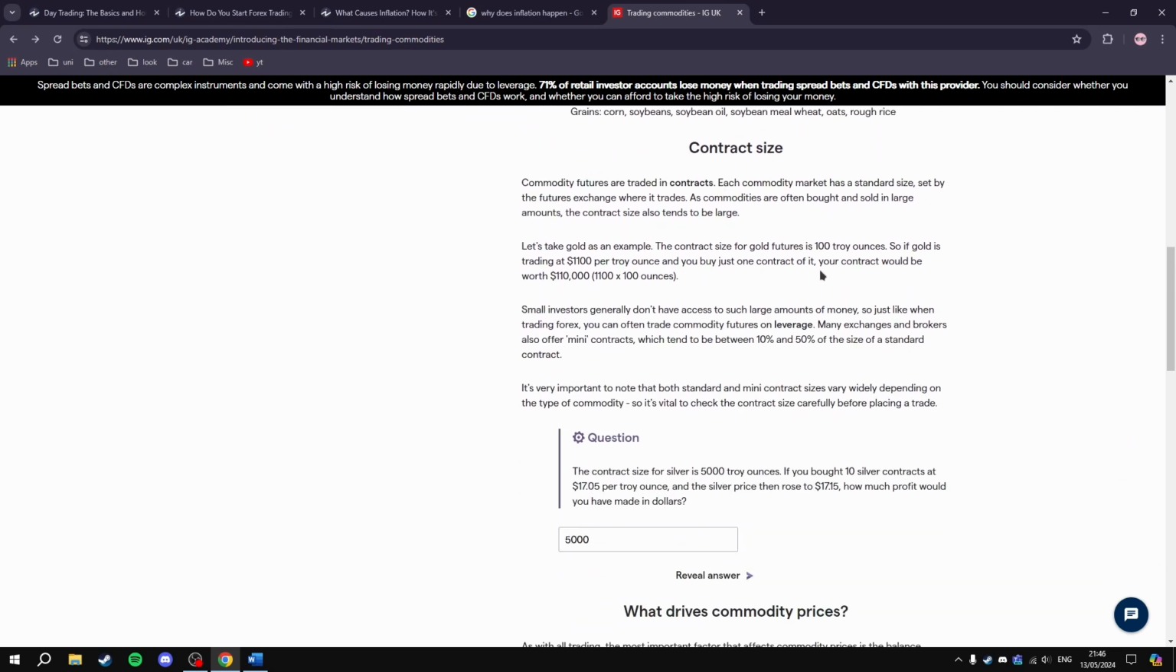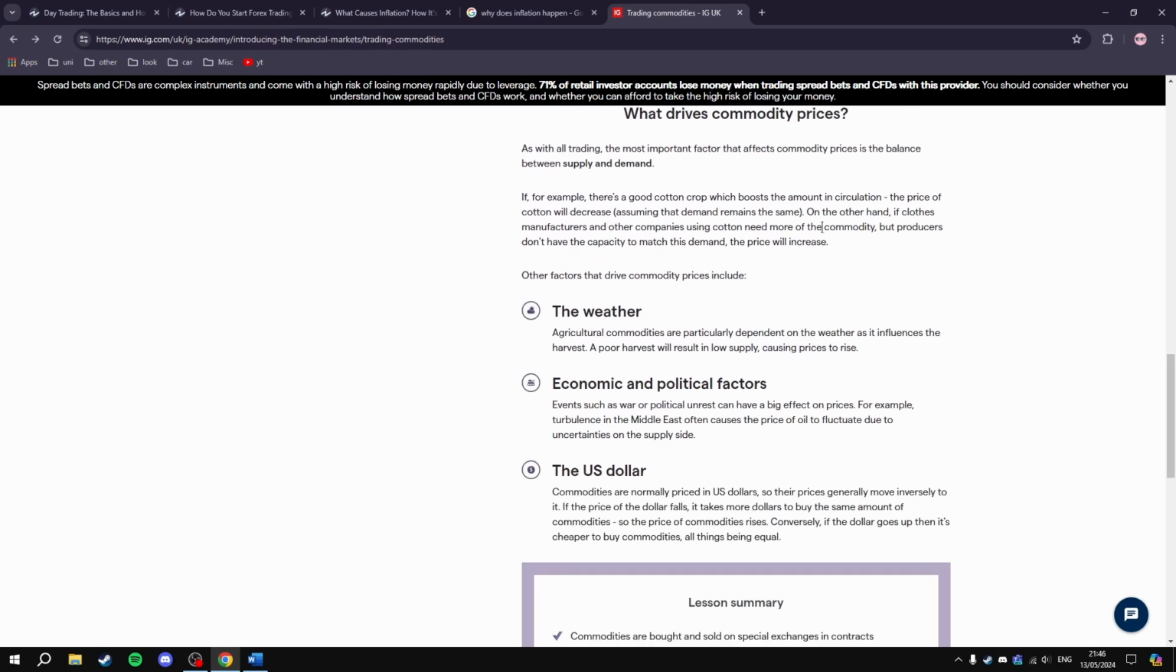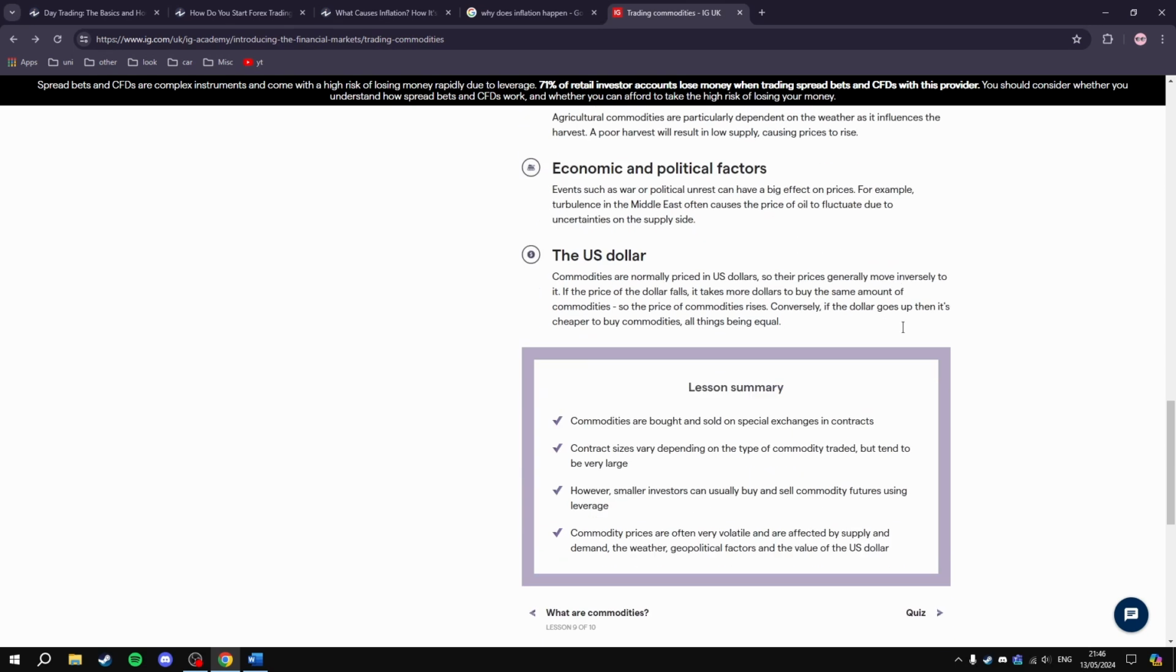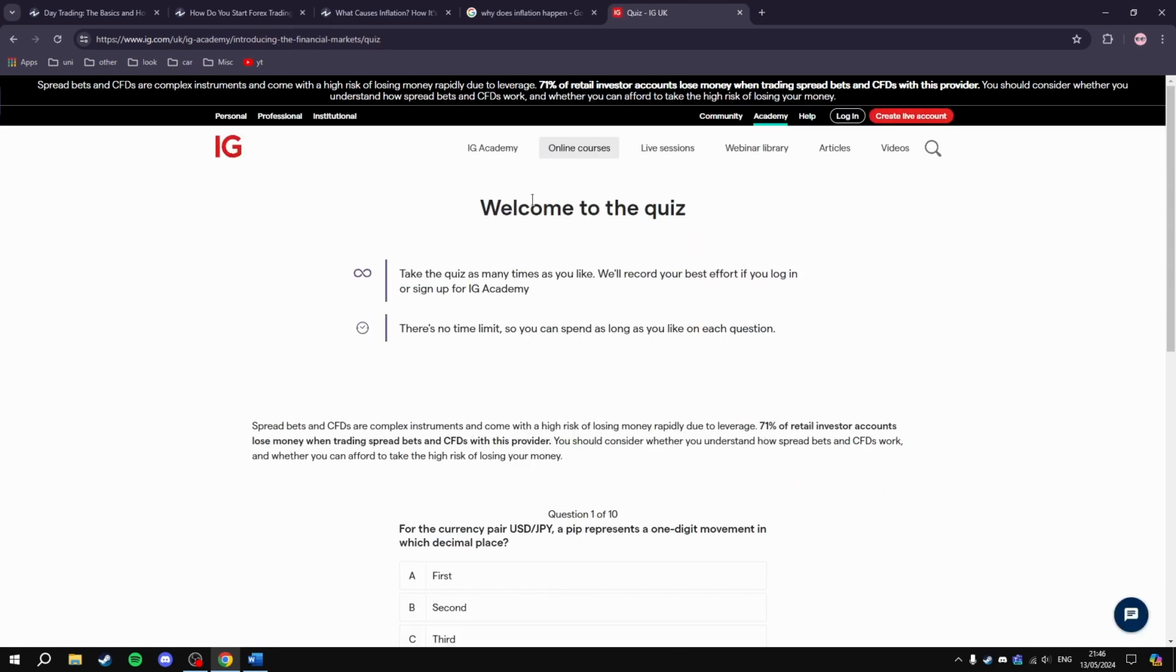And we learned about different contract sizes. Each commodity market has a standard size set by the futures exchange where it trades. As commodities are often bought and sold in large amounts, the contract size also tends to be large. What drives commodity prices? Well, mainly it's supply and demand, but also the weather, economic and political factors, and the US dollar. And then we went through the lesson summary. After that, we are now on to the quiz for the first lesson. So, let's get started then.